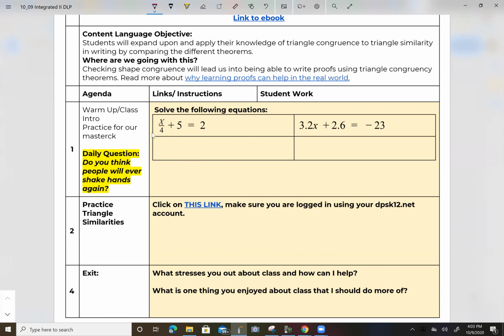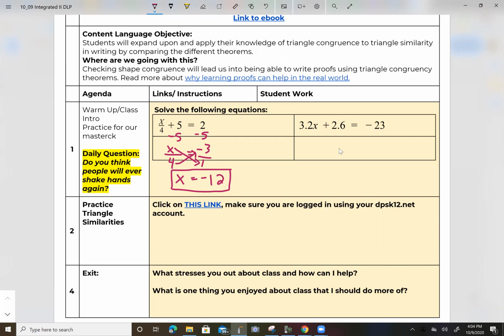So if you take a look at this first equation, x over 4 plus 5 equals 2. I'm just going to subtract 5 from both sides. Then I have x over 4 is equal to 2 minus 5, which is -3. And then check this out, you guys. If I put a 1 underneath -3, I have a fraction, and now I have a proportion. So I can solve by cross multiplying. So x times 1 is x, and 4 times -3 is -12.